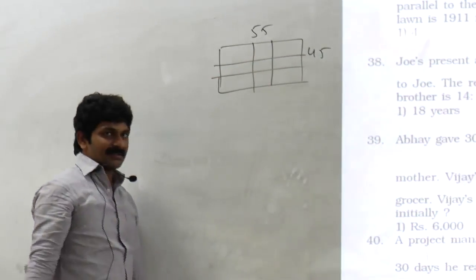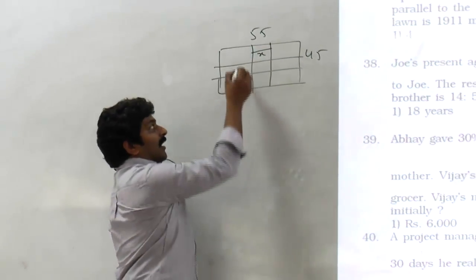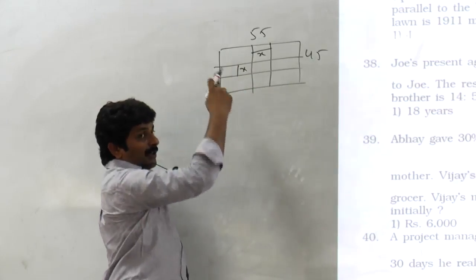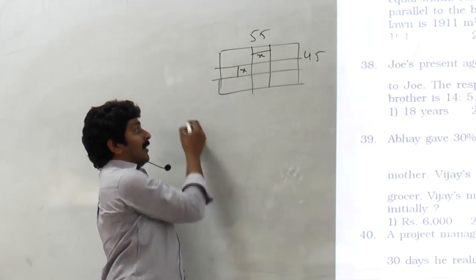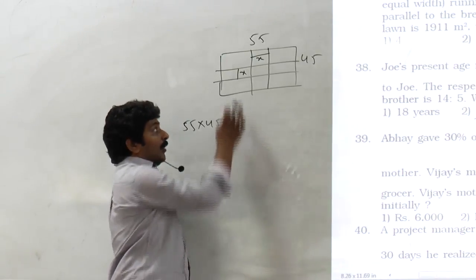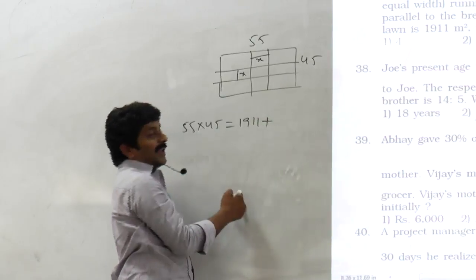These are two road areas, and you are given this is x and this is also x, width is x. Outer rectangle area 55 into 45 should be equal to road area plus lawn area. Lawn area is 1911 plus road area.